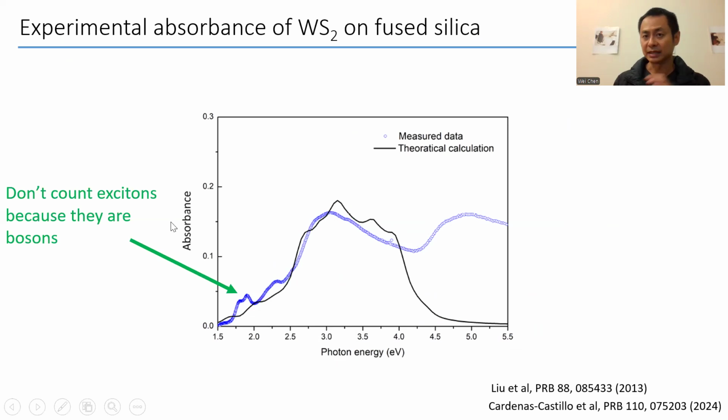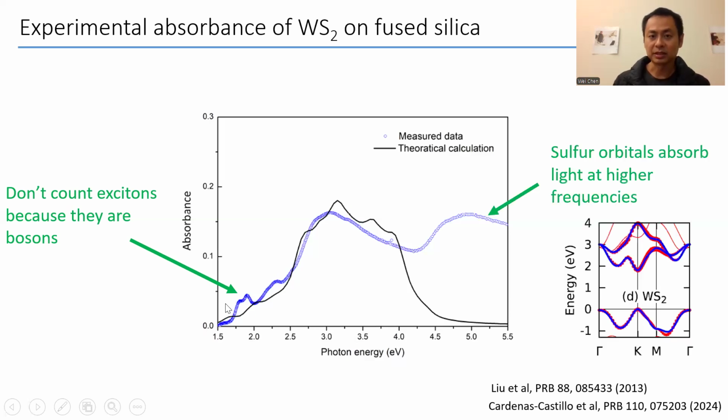The reason is that excitons are bosons, and they usually only occur in some very small regions in the Brillouin zone. So it does not seem to make sense to talk about the Wannier functions of excitons. So you should exclude them.